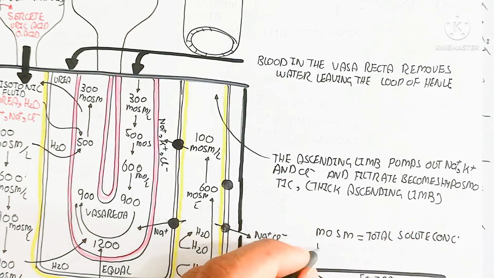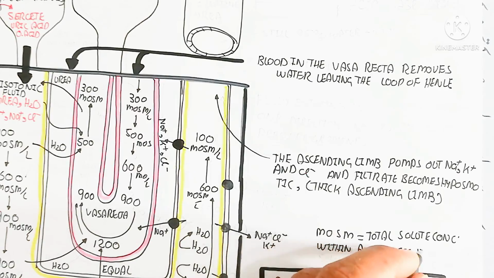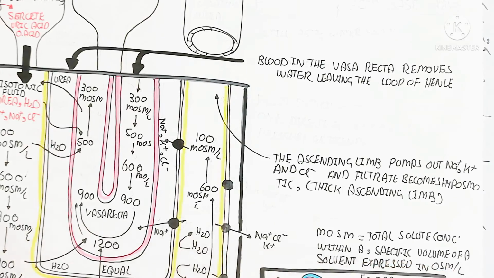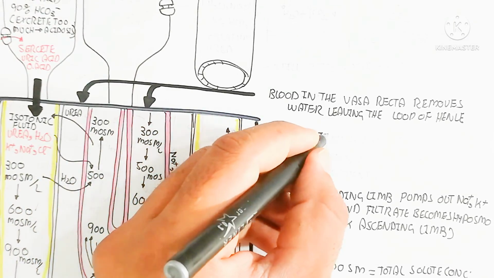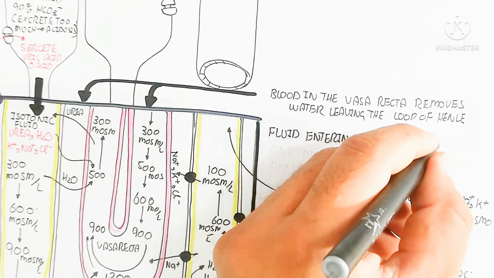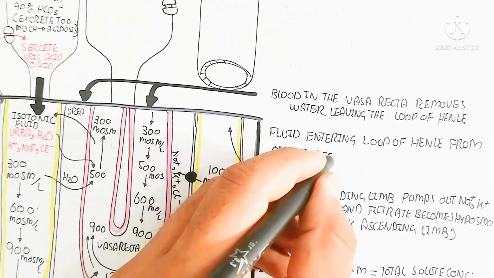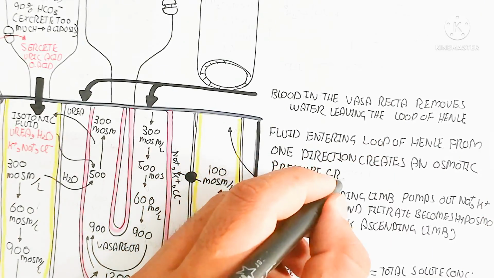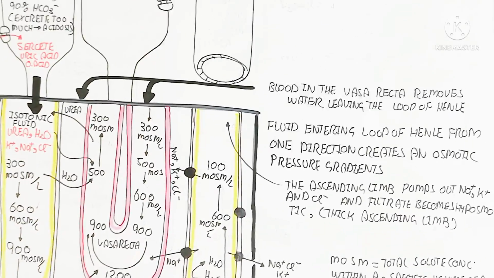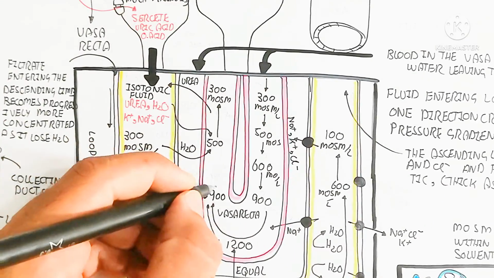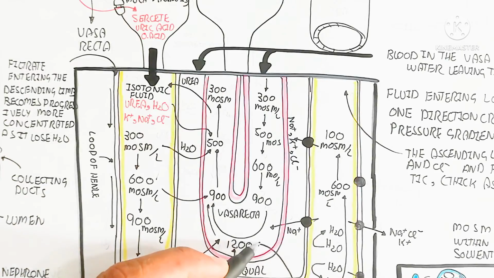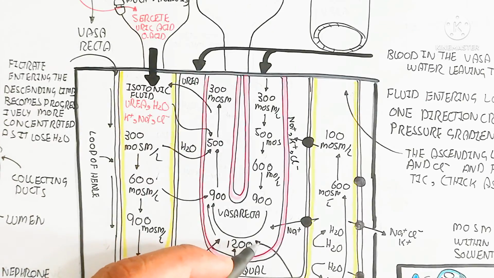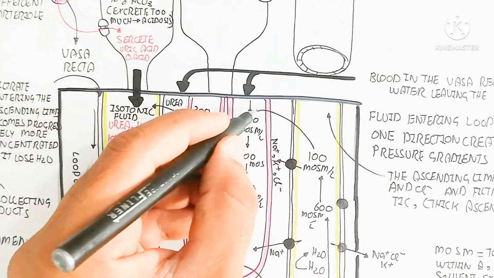Here, milliosmol means the total solute concentration within a specific volume of a solvent, expressed in osmol per milliliter. So this is the ascending loop of Henle, which reabsorbs sodium, potassium and chloride, moving into the blood circulatory system in the vasa recta, leading to an increase again in the solute concentration. When the solute concentration increases, it means the milliosmol per liter increases. For example, 900 to again 1200.